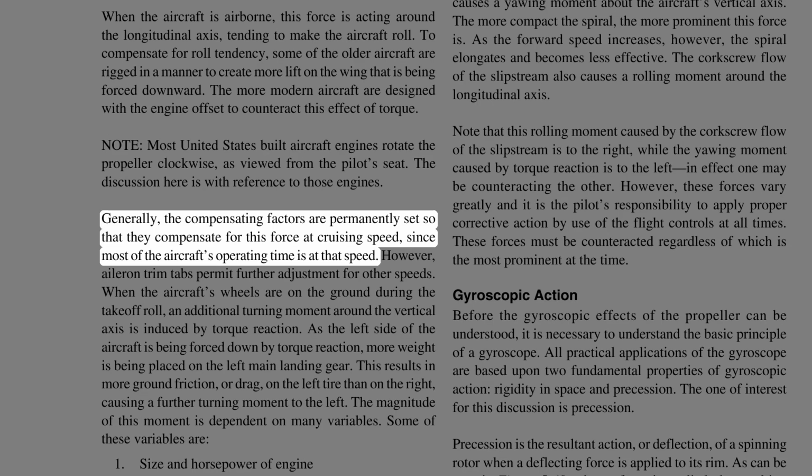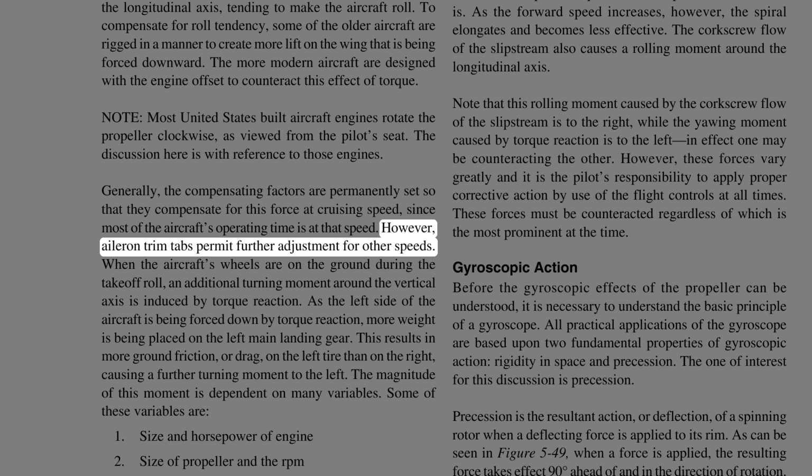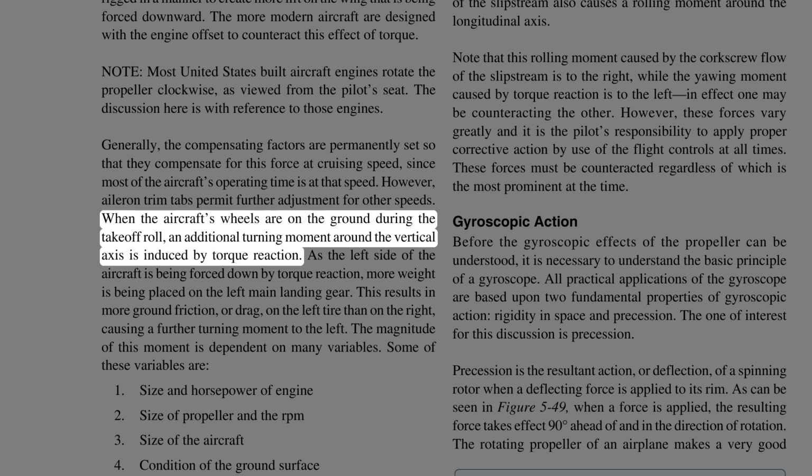Generally, the compensating factors are permanently set so that they compensate for this force at cruising speed, since most of the aircraft's operating time is at that speed. However, aileron trim tabs permit further adjustment for other speeds. When the aircraft's wheels are on the ground during the takeoff roll, an additional turning moment around the vertical axis is induced by torque reaction.